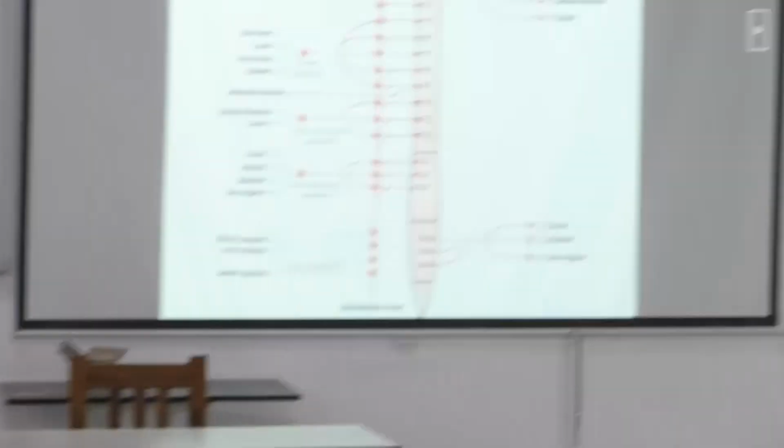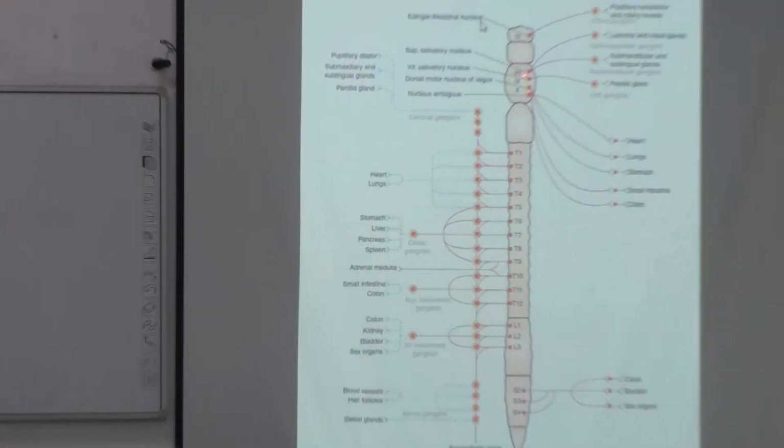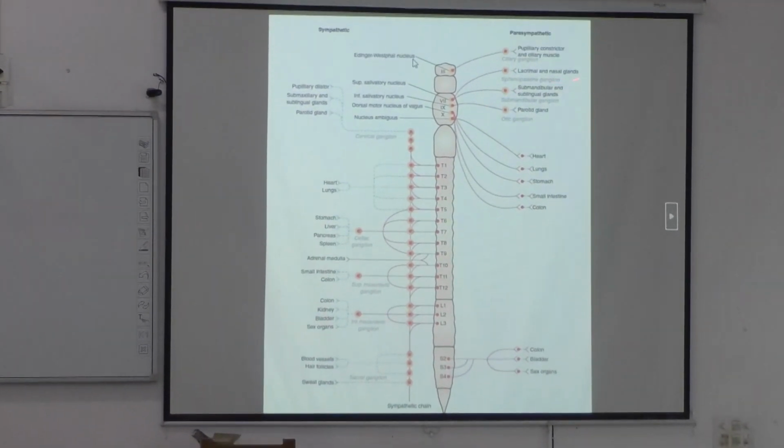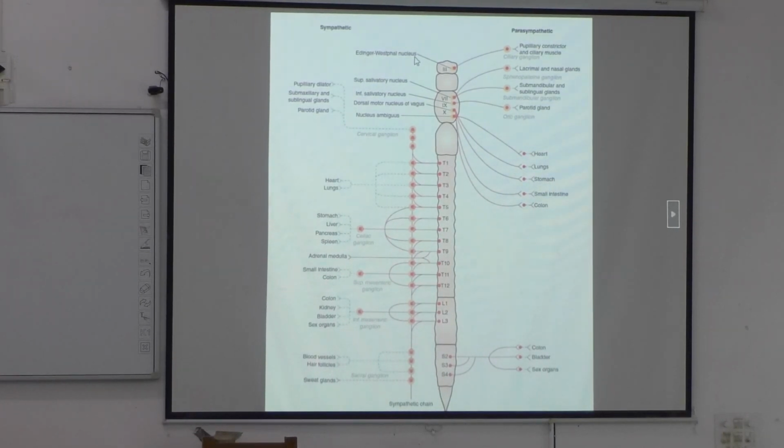See, for the 7th nerve, the nucleus is single, the superior salivatory nucleus, but preganglionic neurons are going to 2 ganglia, sphenopalatine and submandibular. Sphenopalatine is for lacrimal and nasal glands. Submandibular ganglion is for submandibular and sublingual glands.